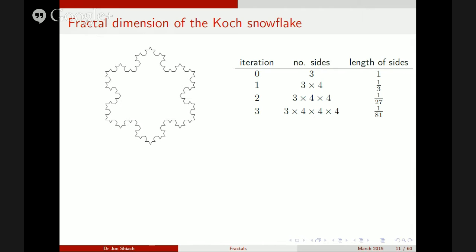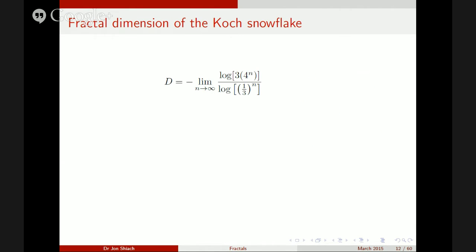The number of sides added, and the length of those sides added. After n iterations, the number of sides is 3 times 4 to the power n, and the length of those sides will be 3 to the power minus n. So that gives us the information I need to calculate the fractal dimension. On the top we have log of 3 times 4 to the power n, and on the bottom we have log of 1/3 to the power n.